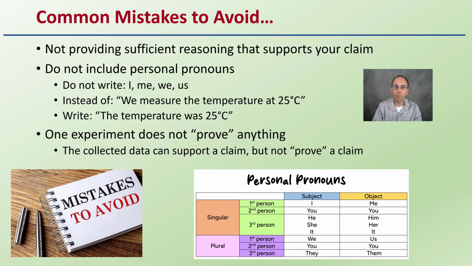And remember that your experiment doesn't necessarily prove anything. You're doing one experiment. You might be supporting an idea, but you're not really proving anything. To really prove something in science, it takes multiple experimentations, multiple different angles to look at it. So you always want to add the idea that you're supporting your claim there, not necessarily, quote unquote, proving your claim.